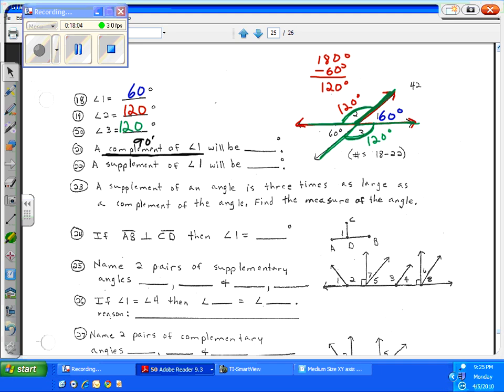The next question says a complement of angle 1. Complementary angles are two angles whose measures have the sum of 90. Angle 1 is 60. A complement of 60 then would be 90 minus 60, which is 30 degrees. And so a complement of angle 1 would be a 30-degree angle.